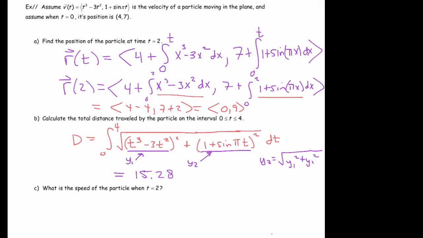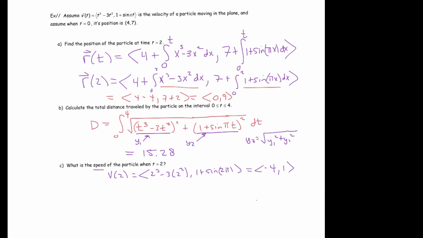And the next question said, what is the speed of the particle when t equals 2? Well, when t equals 2, in order to get the speed, we need to know its velocity vector. So v of 2 is nothing other than 2 cubed minus 3 times 2 squared, comma, 1 plus sine of 2 pi times 1. But that ends up just being 8 minus 12, which is negative 4. And the y component becomes 1.